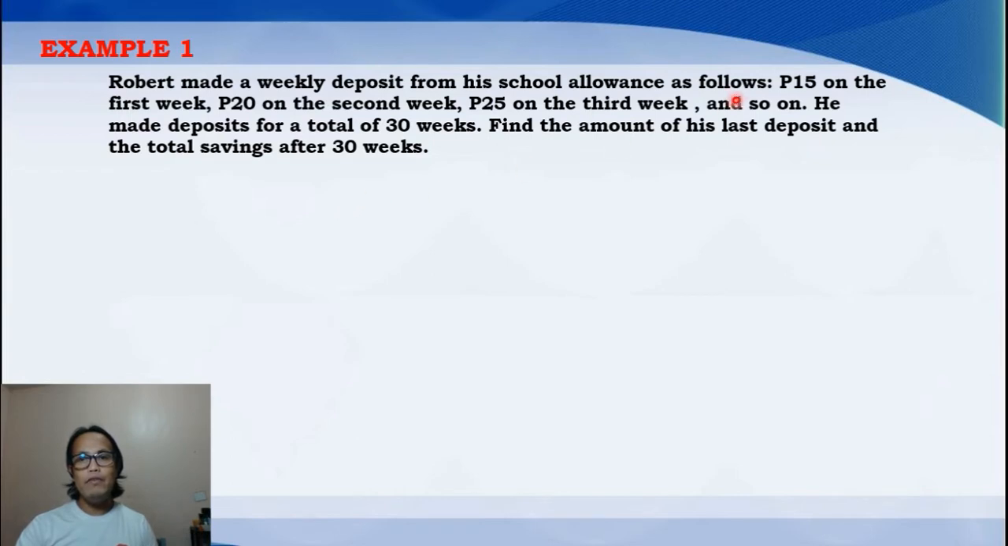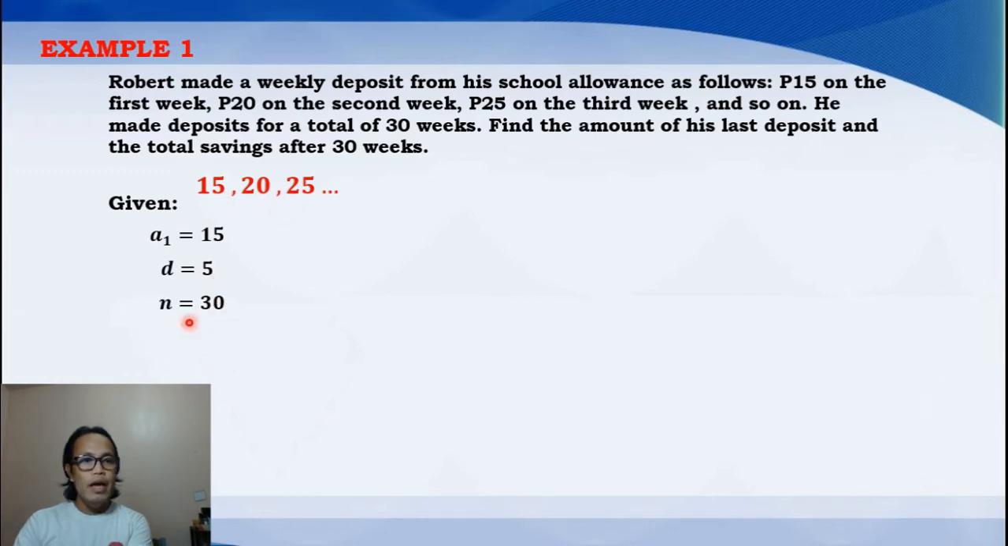So in the problem, we have 15, 20, and 25. We can formulate this sequence as our first term, which is 15, second term is 20, and the third term is 25, and so on until the 30th week. In this sequence, we can identify our given: a sub 1, our first term, which is 15. Our common difference is 5, that is 25 minus 20, and 20 minus 15, that is 5. And of course, the number of terms is 30, since Robert made 30 deposits for a total of 30 weeks.